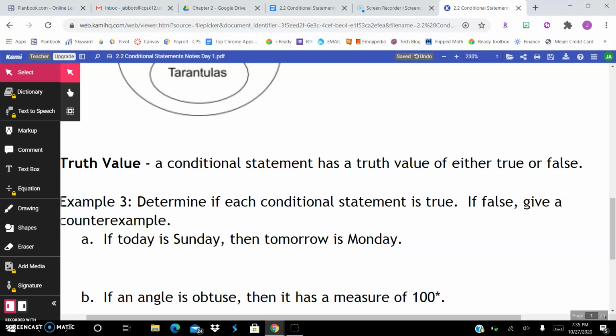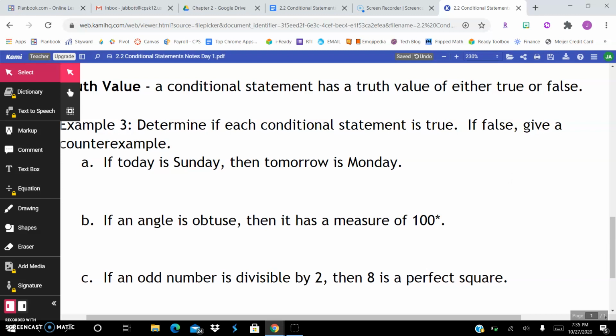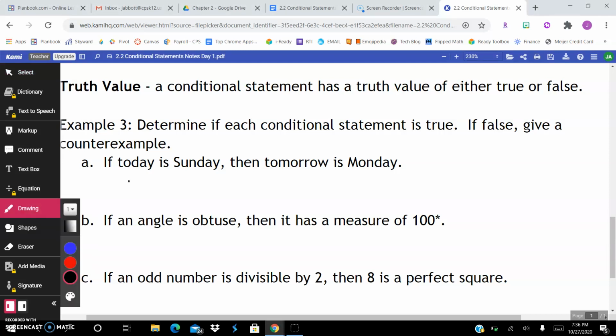One more vocab word for today is the truth value, and that is: a conditional statement has a truth value of either true or false. So for example 3, we have to determine if each conditional statement is true. If it's false, we have to give a counterexample. Part A says, if today is Sunday, then tomorrow is Monday. That is true. We can't change the order of the days of the week, so this is a true statement.